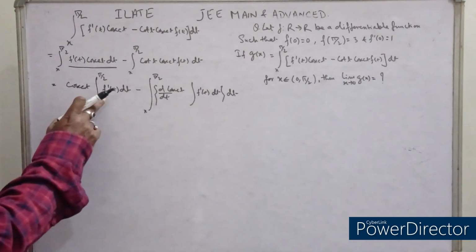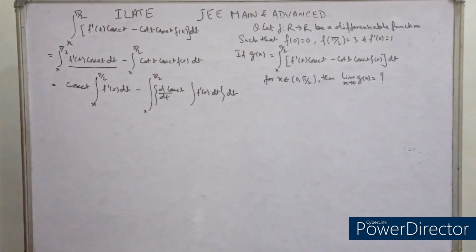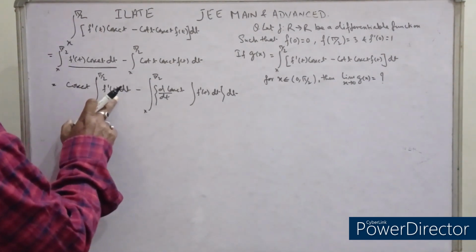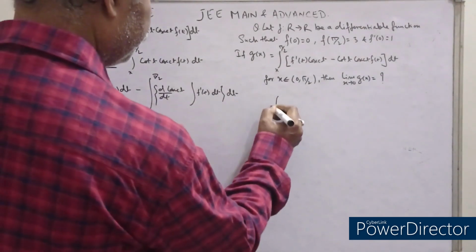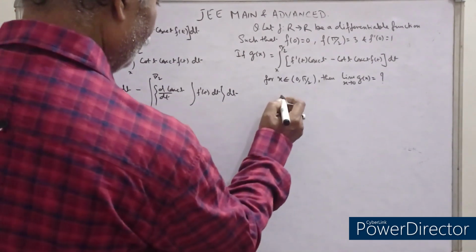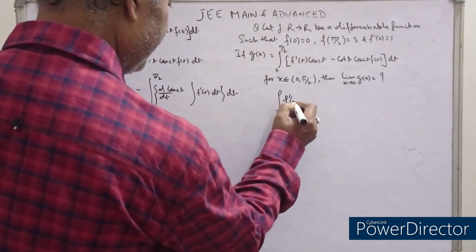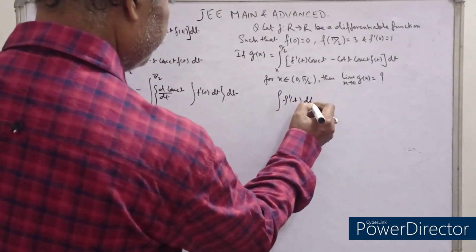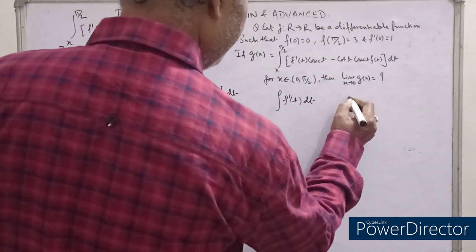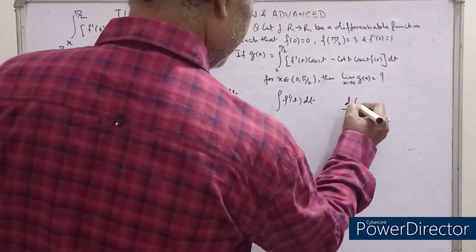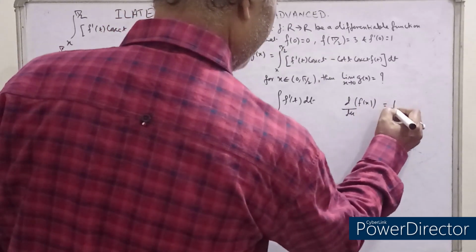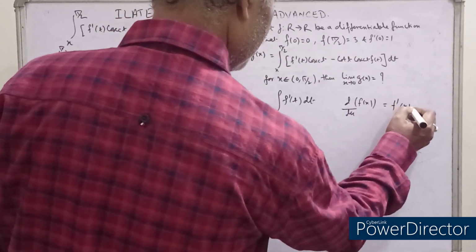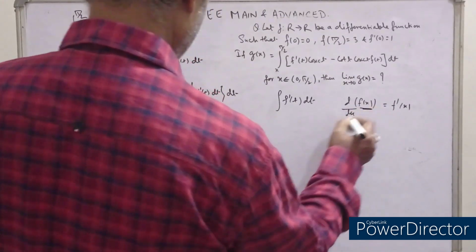But now here you see, if you take this as the first function, then it will be easy for you to solve it. Because the integration of f dash t, if you differentiate this f(x), you are going to get f dash x. So your f(x) is your answer.